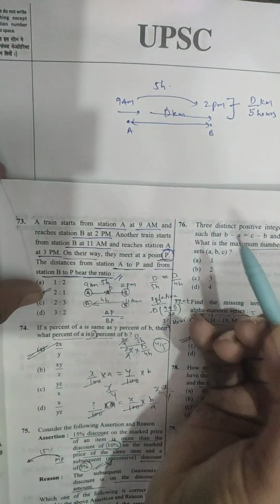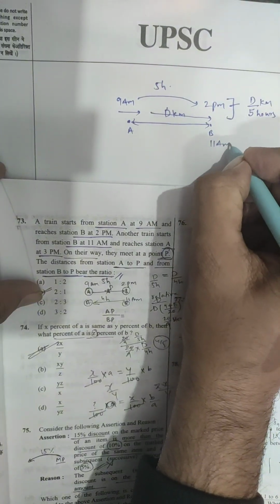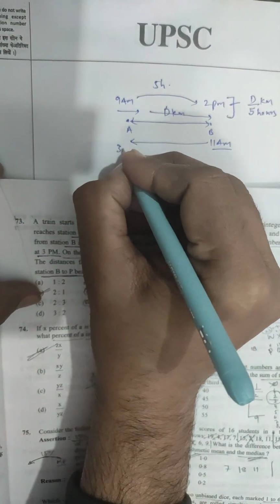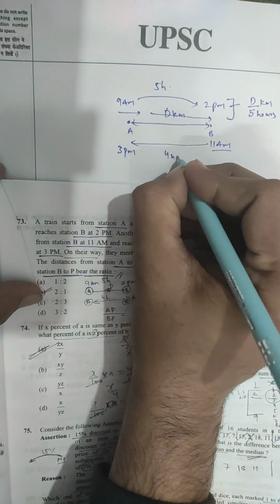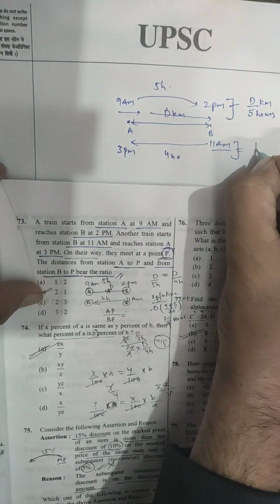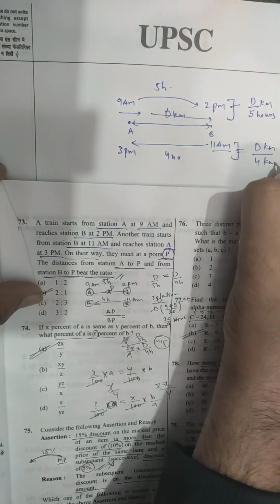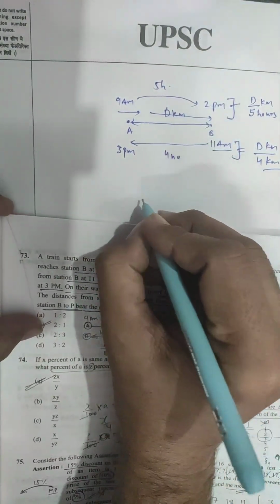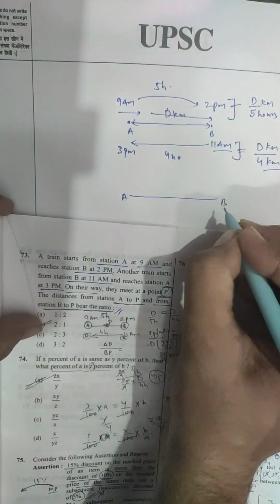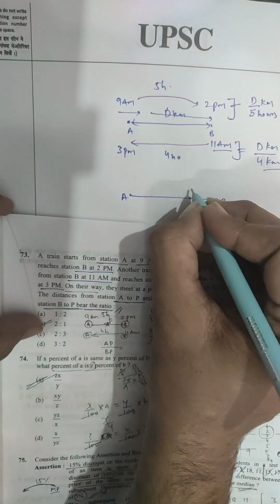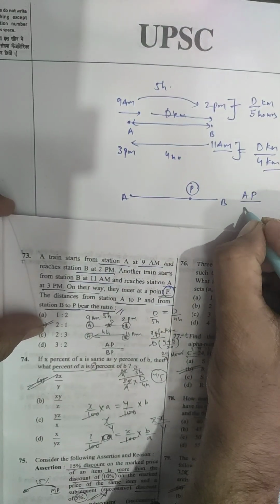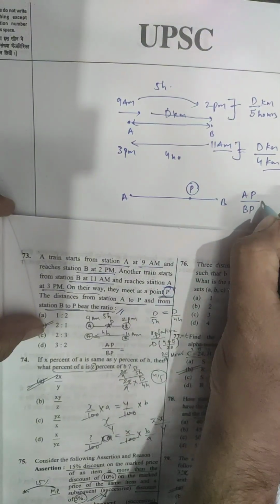Okay. The second train starts at 11 a.m. and reaches station A at 3 p.m. That means it takes 4 hours. The speed of this train would be d by 4 kilometers per hour. Both trains meet at point P, so we have to find AP by BP, this distance.